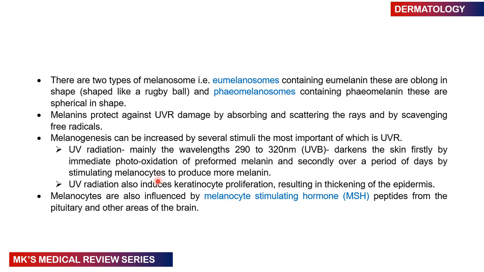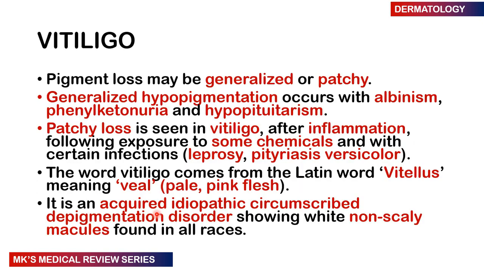Then UV radiation is also going to be inducing keratinocyte proliferation, and this is going to result in thickening of the epidermis, which is why when you stay longer in the sun, you appear darker. Then, of course, these melanocytes are under the influence of melanocyte-stimulating hormone, which is produced from the pituitary gland and other parts of the brain. So having that background in mind, let's now talk about vitiligo.